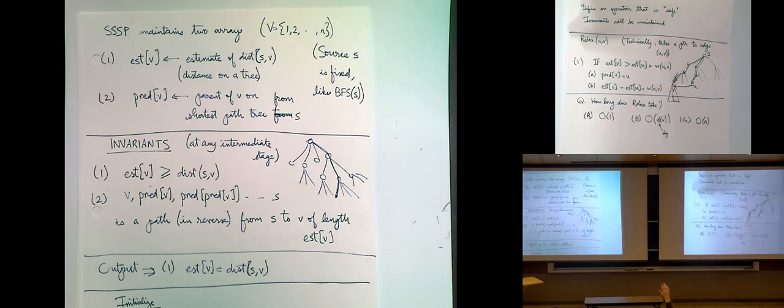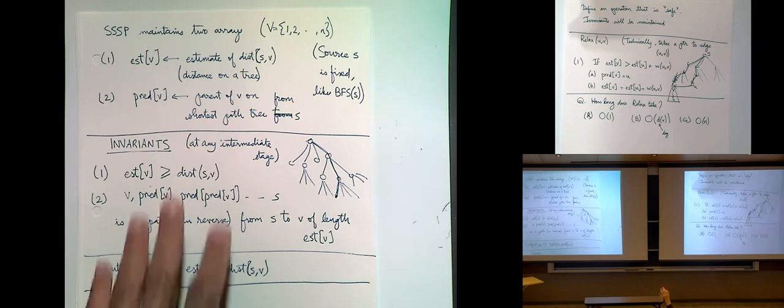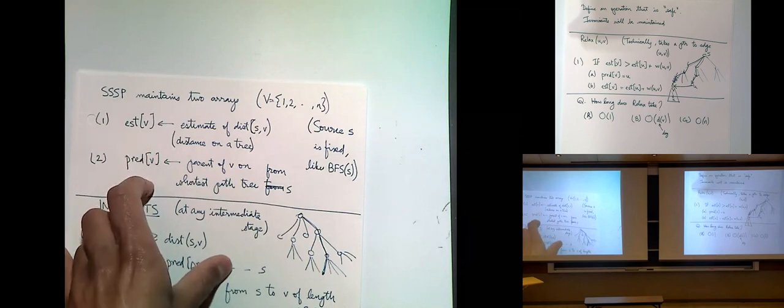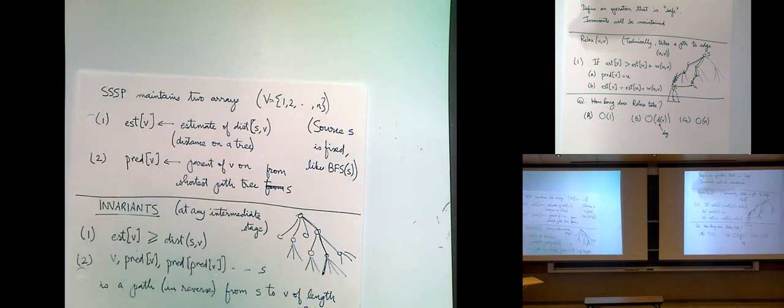Is the estimate stored in the node, or do you have to calculate it? It's stored as an array. These are stored as arrays. So just to be clear, the adjacency list doesn't store any of these things. I mean, you could store it additionally if you want, but you don't need to. So it's stored as an array.